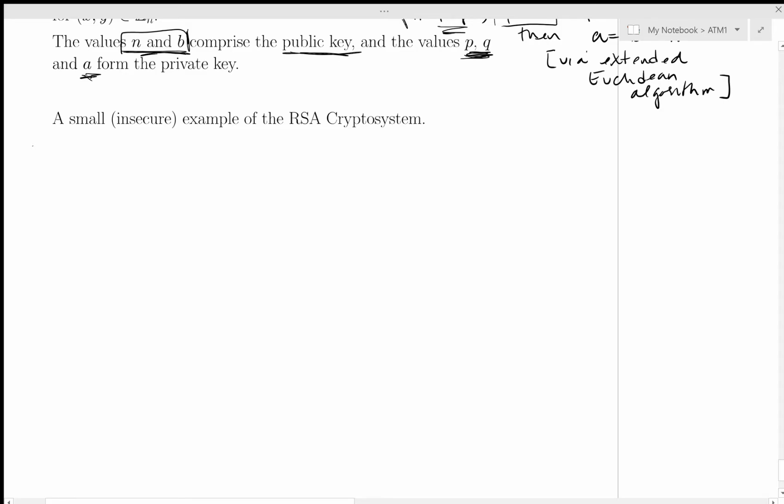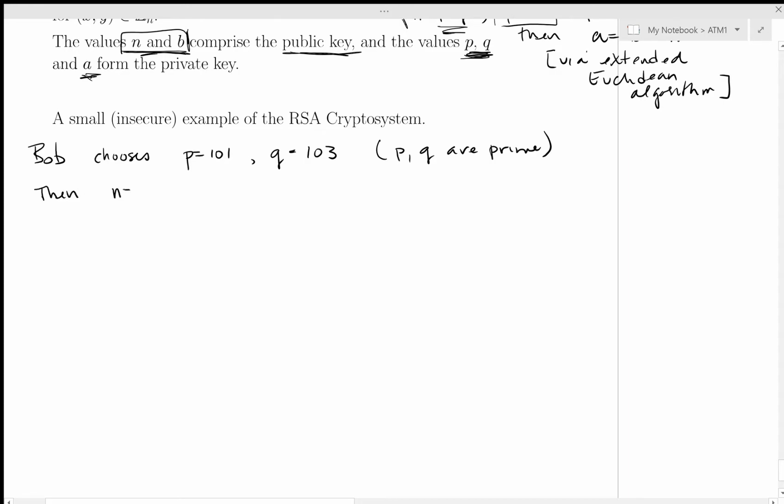Okay, so here's what happens. Bob, that's the person who is going to develop the code. Bob chooses, okay, so in our world, we've been talking about business application, so Bob would be Amazon. Bob chooses P is 101 and Q 103. Okay, P and Q are prime. That is key. They must be prime.